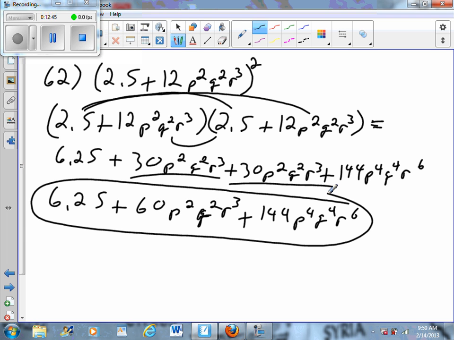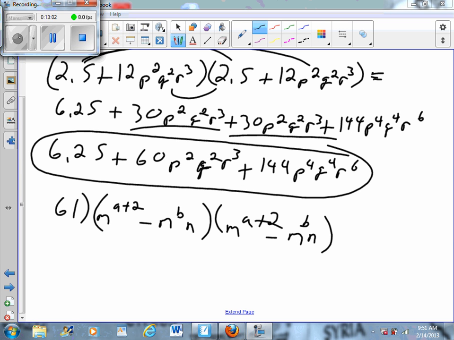I think I'll jump down to, what was one of the problems? All right, I'm going to do one more. I'm going to do problem number 61. Okay? Okay, this is the problem. It actually reads in your book, a to the m to the a plus 2 minus n to the b n, and then in parentheses squared. I went ahead and just wrote it out twice because that's what you've got to do anyway.